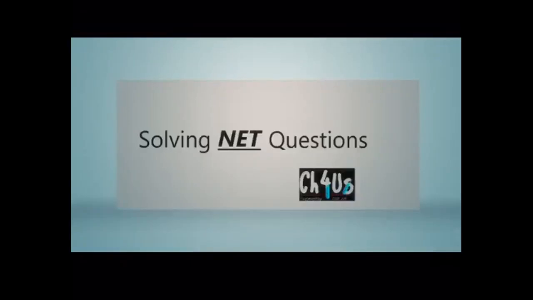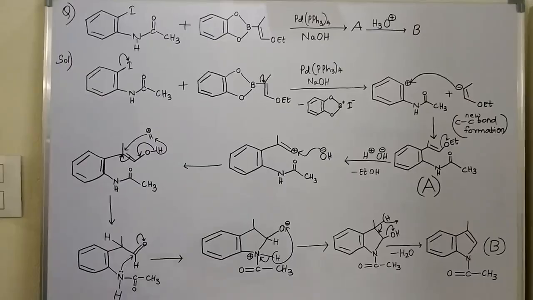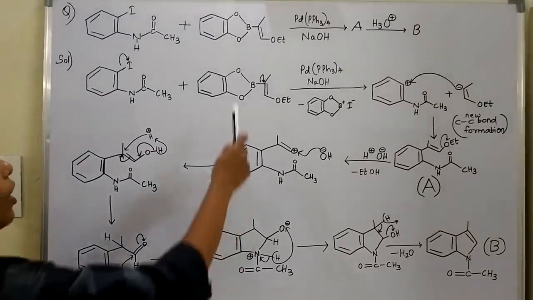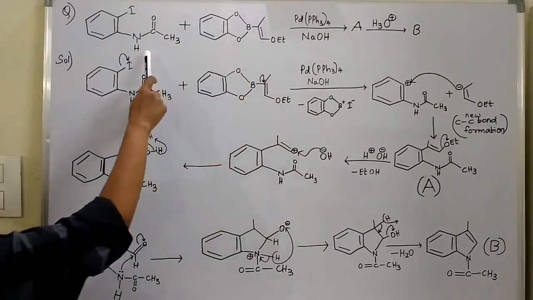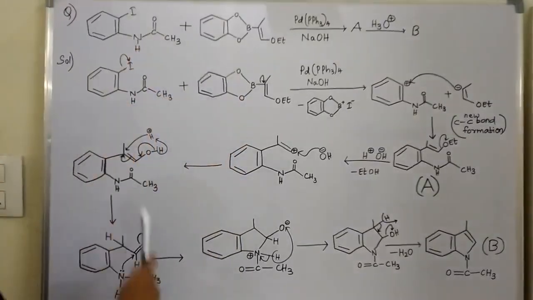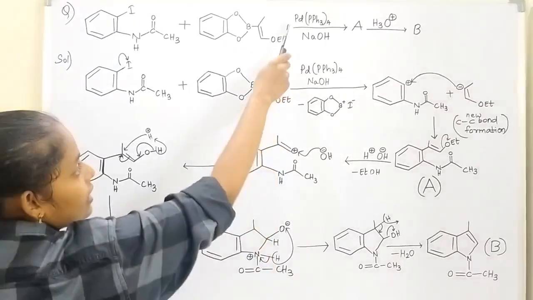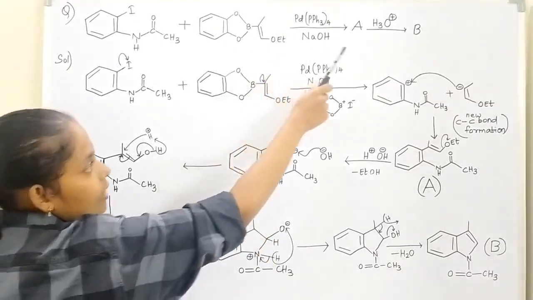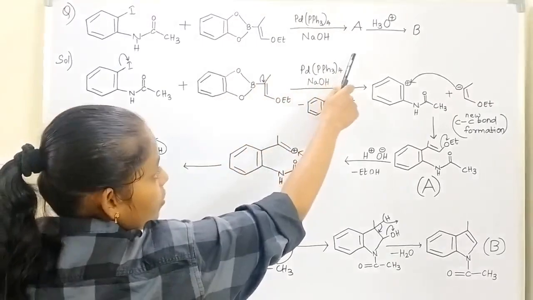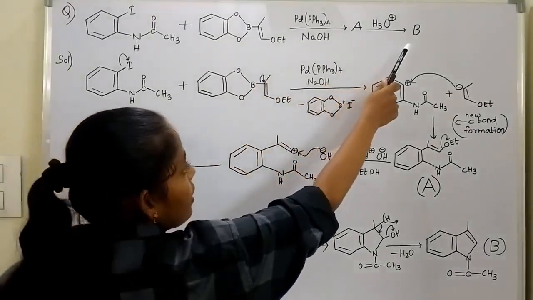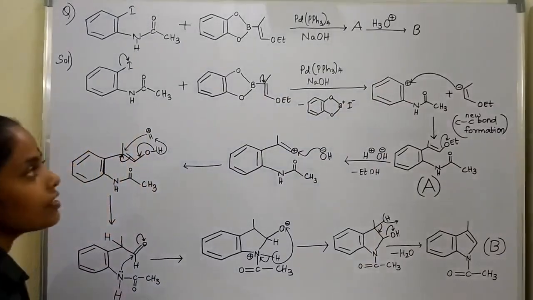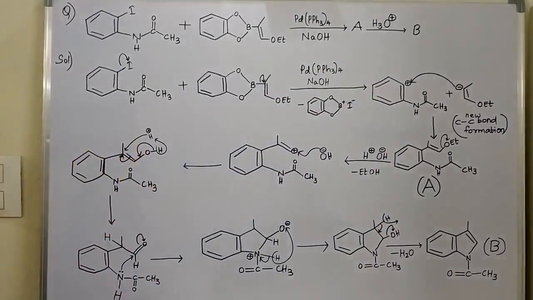Today we'll be solving a few questions which have appeared in the NET examination. In this question, organoborane is reacting with a compound containing halogen in the presence of palladium as catalyst and sodium hydroxide will give us a compound A. Now this compound will undergo hydrolysis to give us compound B. Now let us find what A and B are.